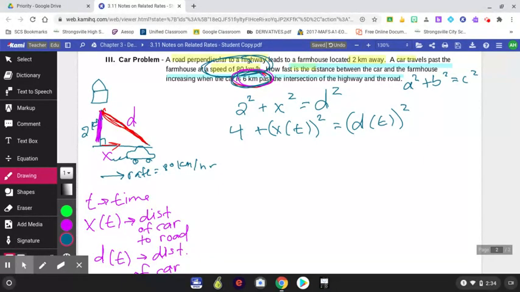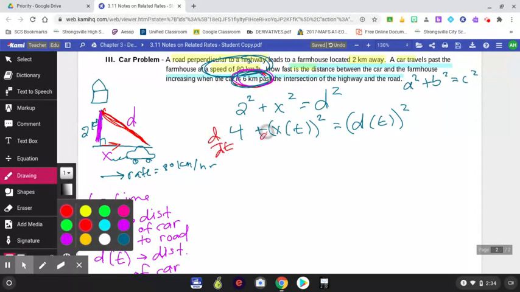I'm taking the derivative of each of these terms with respect to t. The derivative of the constant 4 is 0, plus the function x of t, I'm going to take the derivative of that. That's 2x. But x is not the independent variable. T is actually the independent variable. So I've got to multiply by the rate at which x is changing, dx/dt.